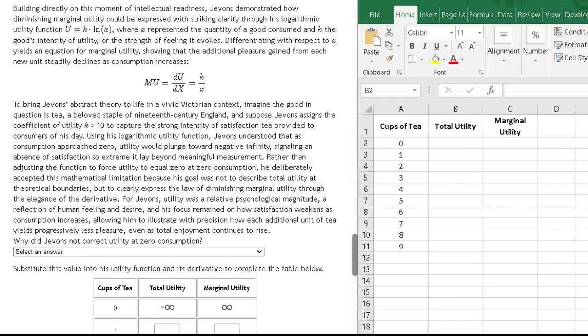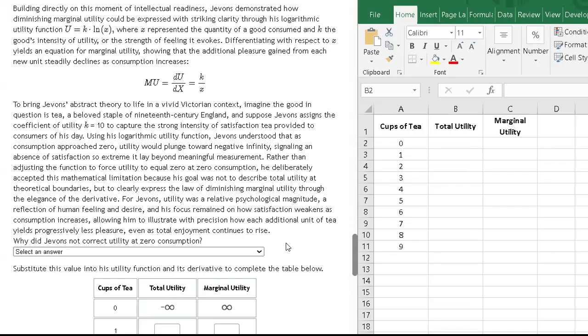Whenever you see the phrase marginal revenue, marginal utility, the word marginal means slope. And so we have slope of utility. It's the change in utility over the change in x. And when the utility function is k times the natural log of x, the derivative of the natural log of x is 1 over x. So we have k divided by x.